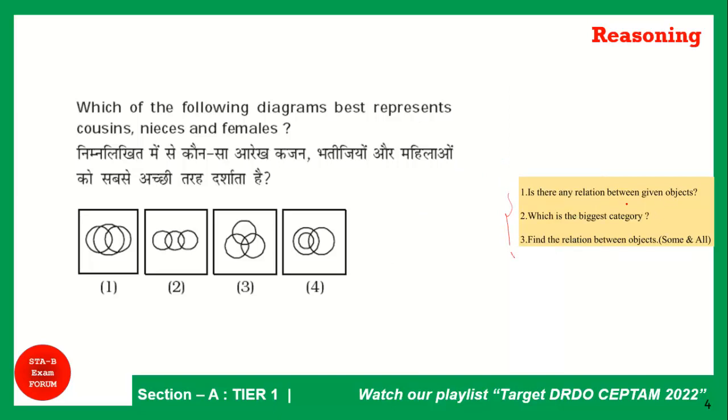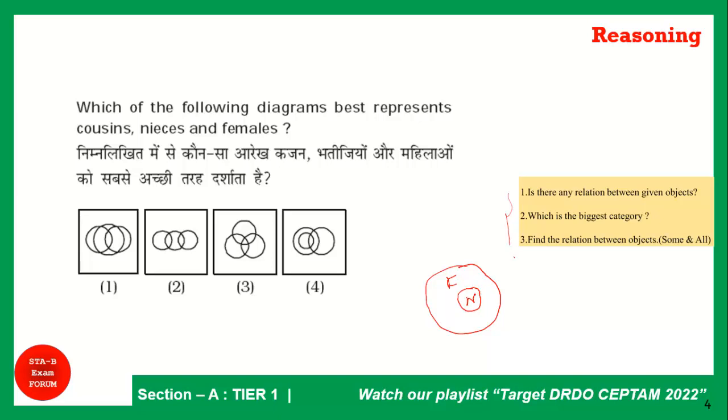Yes. These are certain kinds of human relationships. Which is the biggest category? From my point of view, female is the biggest category. So I design this circle for the female. Now find the relationship between given objects. All the nieces are females, so this circle represents niece. Now we are left with cousin. Cousin can be male or female, right?